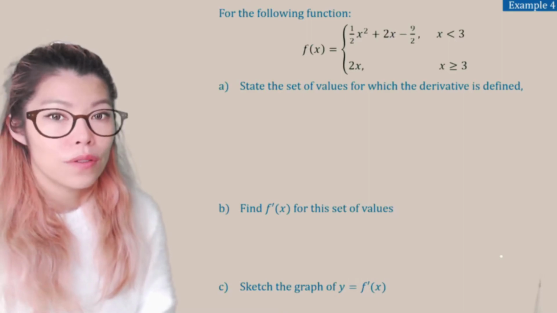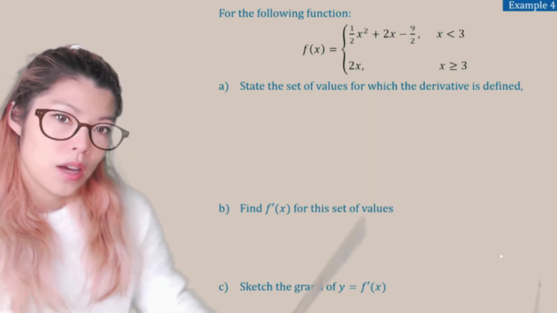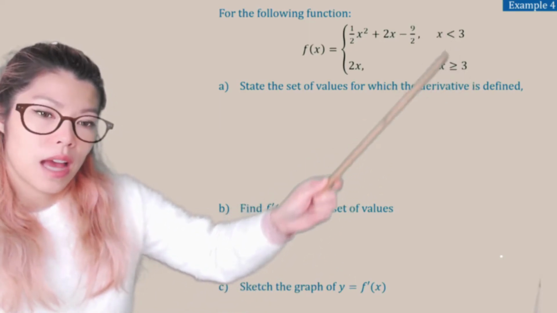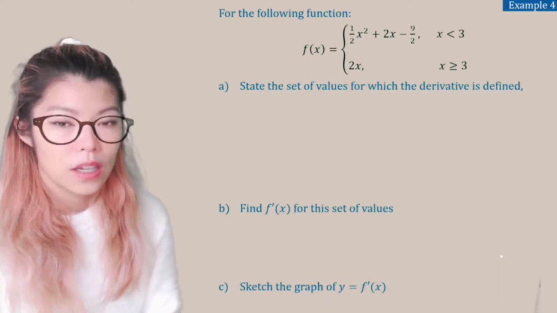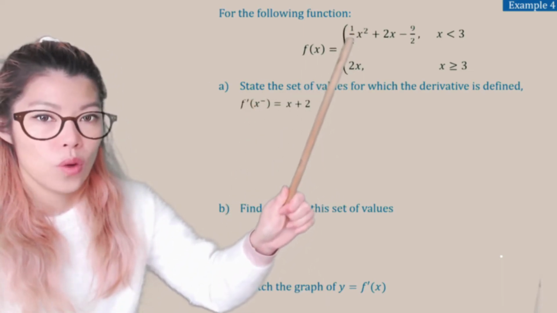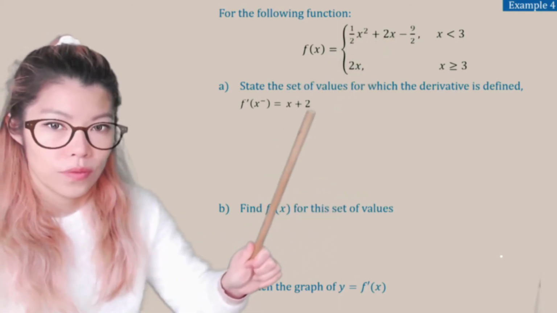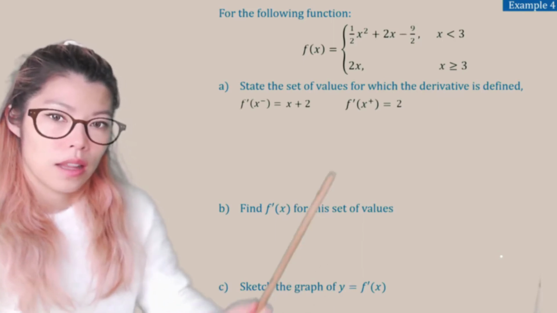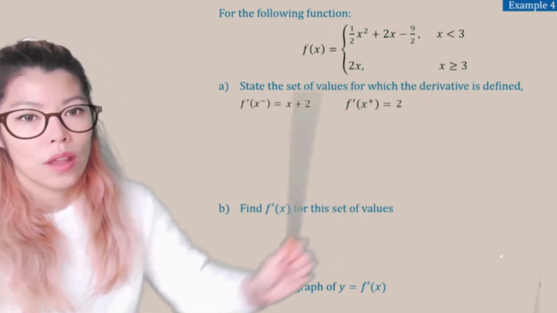Example 4, for the following function, state the set of values for which the derivative is defined. Well, we only have to check at the gap. Can you differentiate it at x equals 3? So again, we do the left side. Left side, bring the 2 down. 2 over 2 is 1. x, 2 minus 1 is just x, then 2. And we're going to look at the right side. 2x just becomes 2. And we're going to look at them at 3.